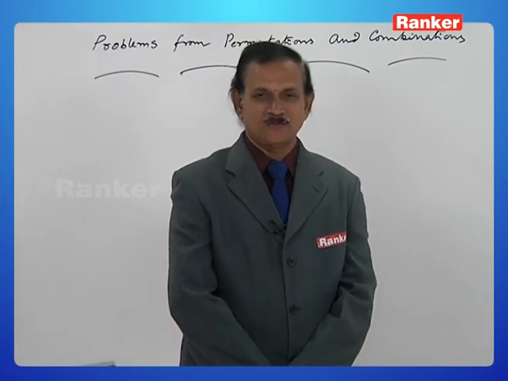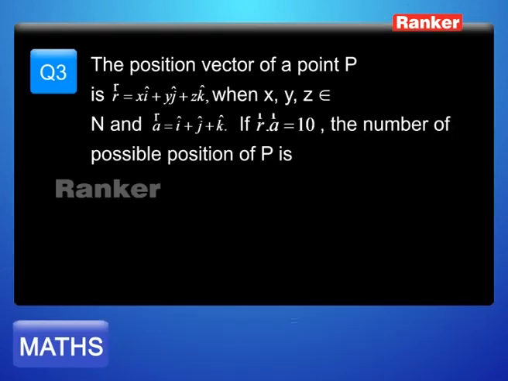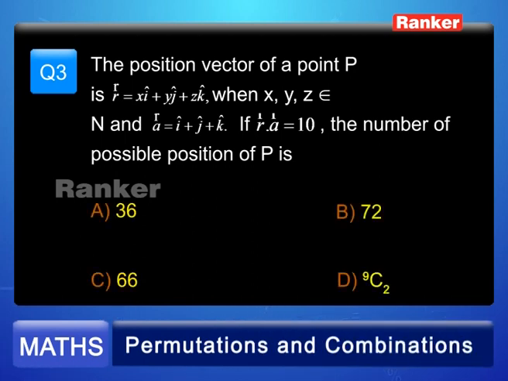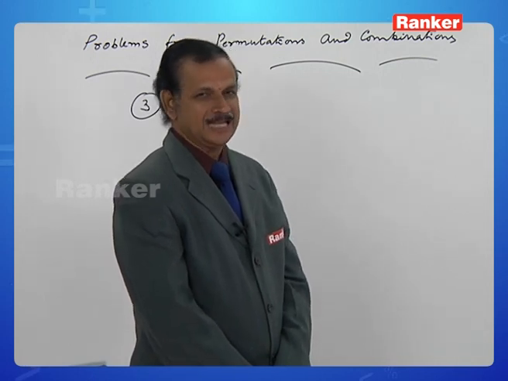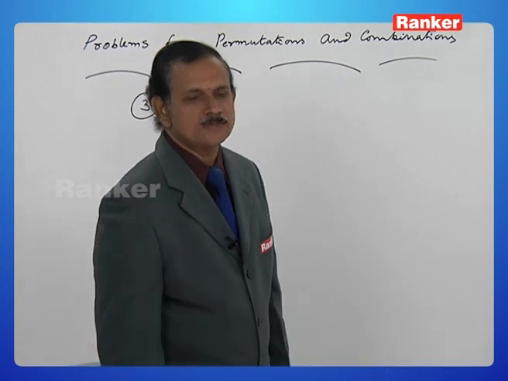Let us turn our head towards the next question, that is question number 3. The position vector of a point P is r bar equal to x i bar plus y j bar plus z k bar, where x, y, z are natural numbers, and a bar is equal to i bar plus j bar plus k bar. These are two vectors given. One vector is r bar, which is of course the position vector of the point P, and another general vector a bar is i bar plus j bar plus k bar. If r bar dot a bar is 10, the number of possible positions of P is, that is, how many such position vectors r bar can exist with the condition r bar dot a bar is equal to 10.